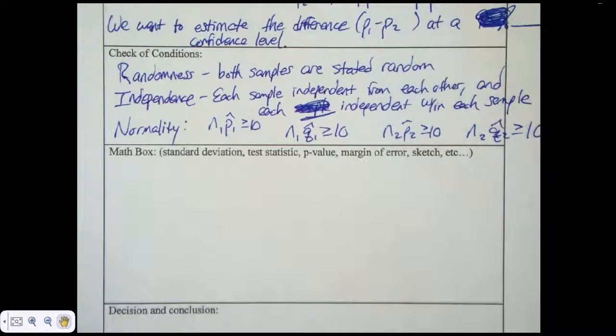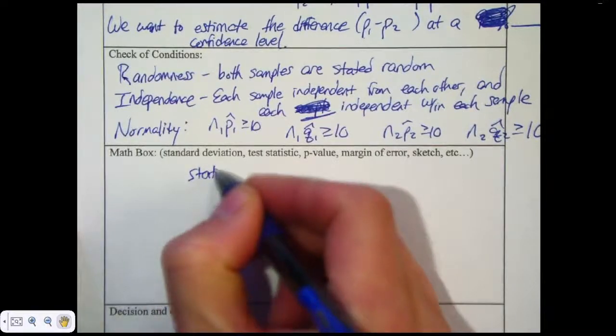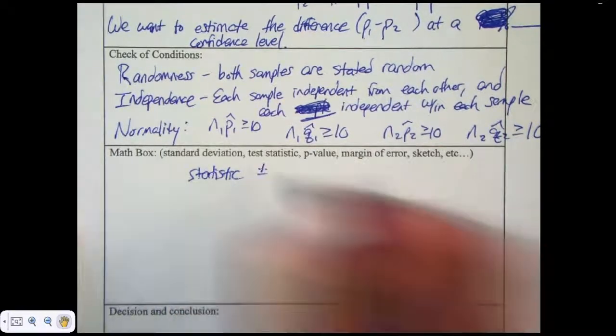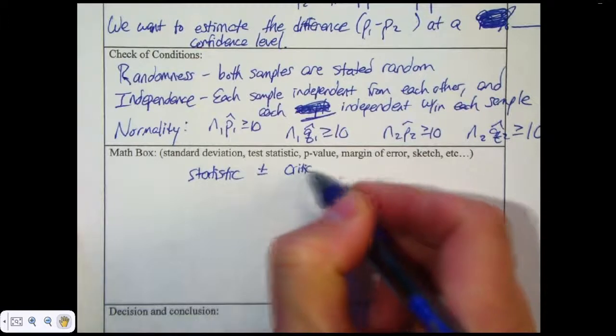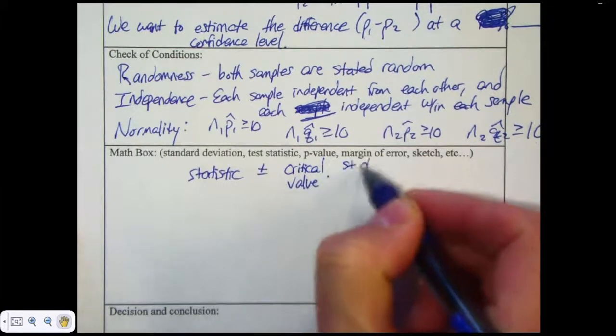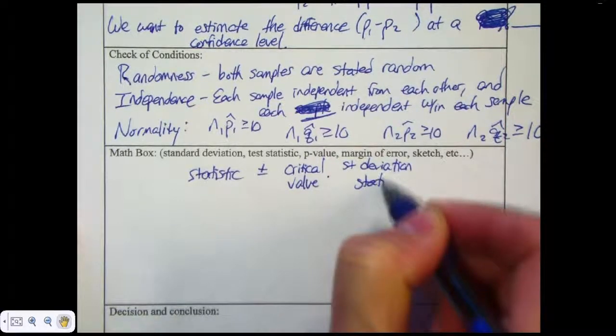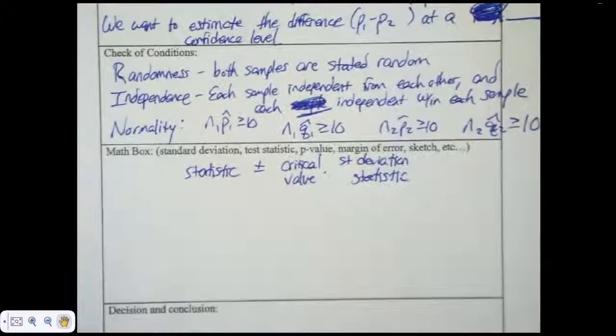Alright, what's the first thing that goes in the math box? The words. Same exact words. Statistic, plus or minus critical value, times standard deviation of statistic. No, that's something else.